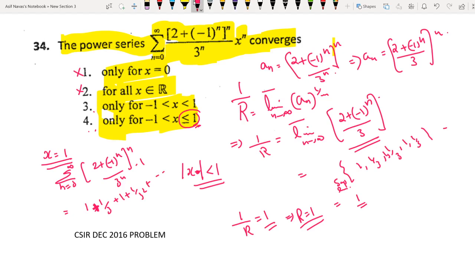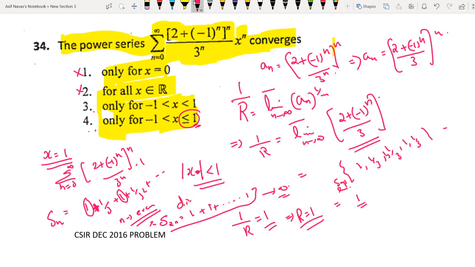Now if you take n even, then what will happen? This is a sequence of partial sums Sn. Then if we take S2n, it is equal to 1 plus etc. So this subsequence converges to infinity. So a subsequence of the sequence of partial sums is divergent. Therefore the series is divergent when x equal to 1. Therefore this option is wrong. This is true. So we get the answer.